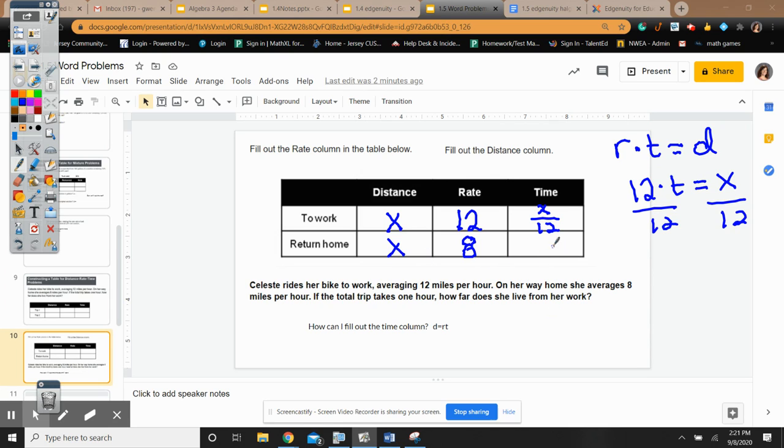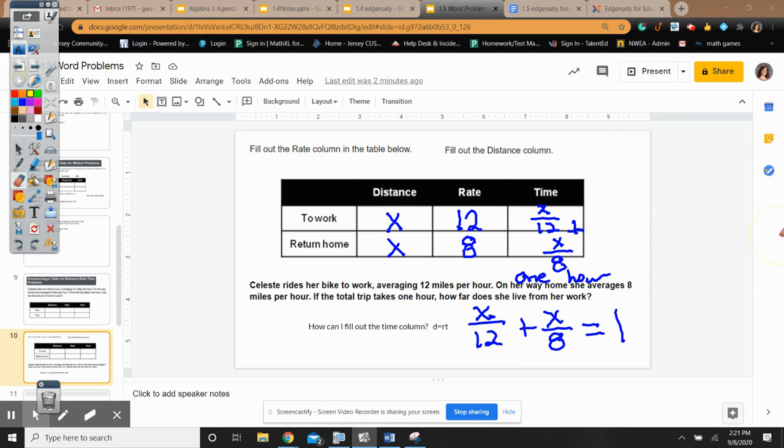This time would be x over 8. And the one thing I know is if I add those two times together in this column, I'm going to get 1 hour. So then my equation is going to be x over 12 plus x over 8, and that's going to equal 1 hour. So we're going to solve that equation. And there's a couple ways you can do that.